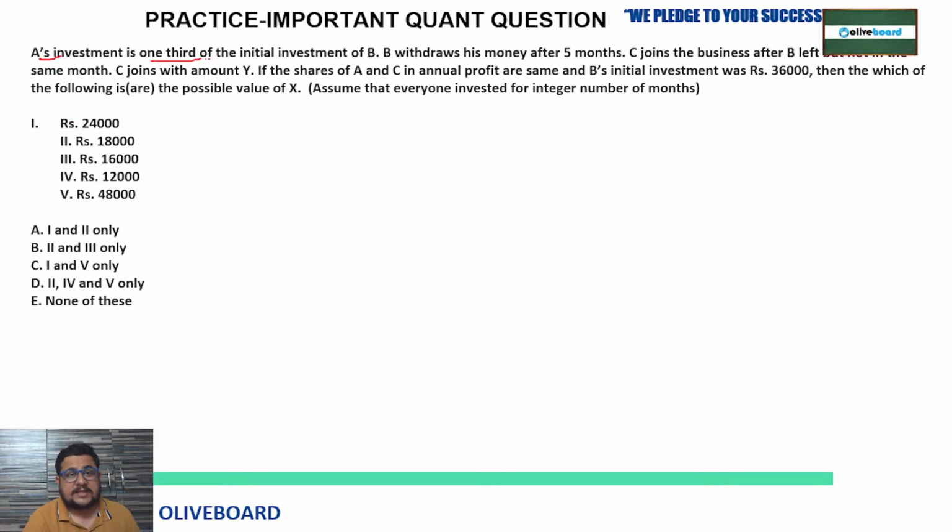A's investment is 1/3 of the initial investment of B. B withdraws his money after 5 months. C joins the business. So it is based on partnership. So anyone who can try this one, tell me the answer fast. Be proactive, as I said.